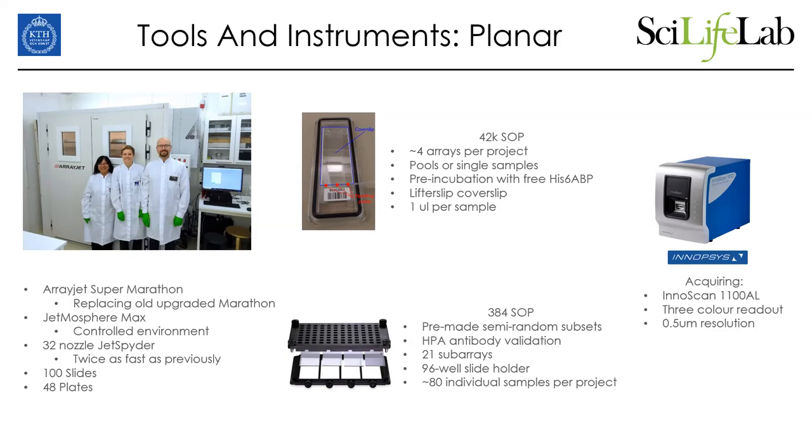We also have the previously produced 384 pre-made semi-random subsets of protein fragments that we used in the Protein Atlas antibody validation. These have then 21 subarrays, and together with this 96 well slide holder, it's possible to run about 80 samples per project. You can use more holders, of course. You can automate using liquid handling robots, but we found that if you want to do more than what fits in one of these, it's easy to go for beads.